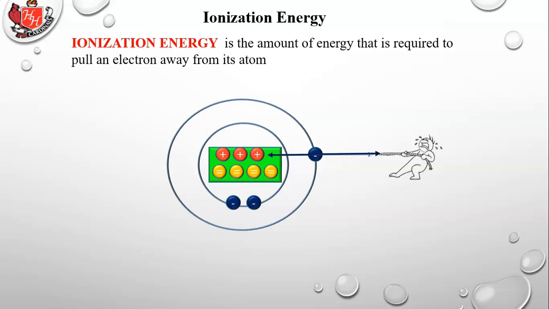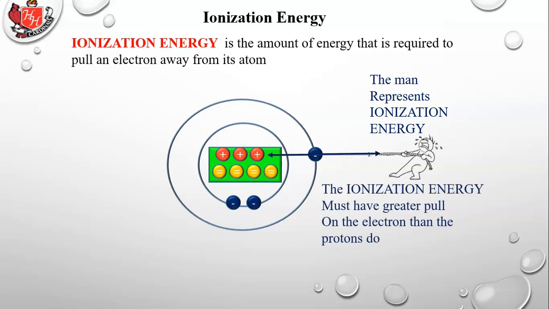It has a positive charge because it has more protons than electrons. When it becomes positively charged, it can be attracted to other atoms that are negatively charged, or to other particles that are negatively charged. So ionization energy is the amount of energy that is required to pull an electron away from its atom. So the man represents ionization energy. The ionization energy must have greater pull on the electron than the protons do. So there goes the electron, it gets pulled away.